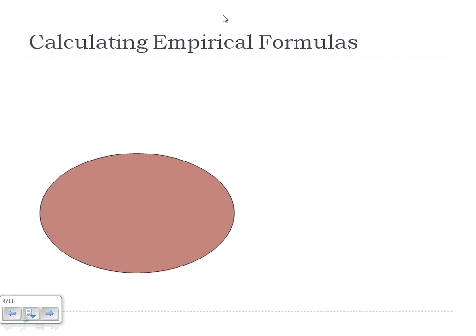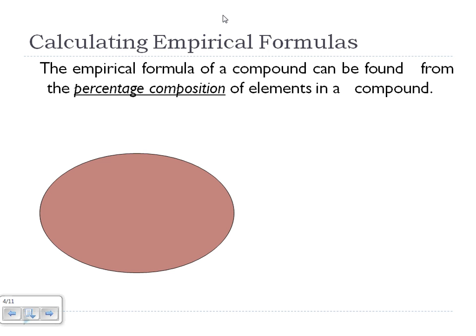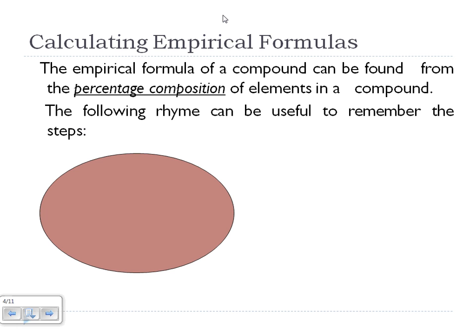All right, now how do we calculate these empirical formulas? What we're doing right now is the reverse of what we did in the last video on percent composition. The empirical formula of a compound can be found from the percentage composition of the elements in the compound. And the following rhyme is what I use to help you remember the steps. Step 1 is percent to mass, step 2 mass to mole, divide by small, then multiply to a whole. Percent to mass, mass to mole, divide by small, multiply to a whole.